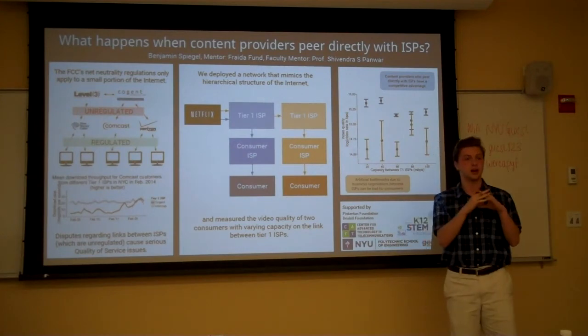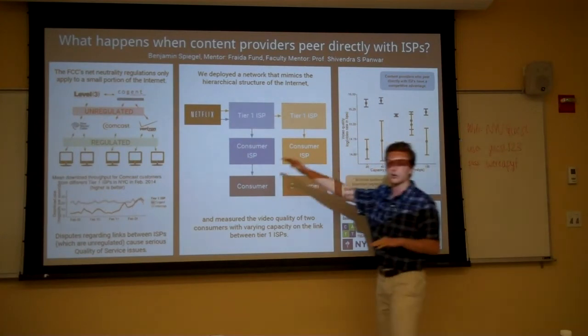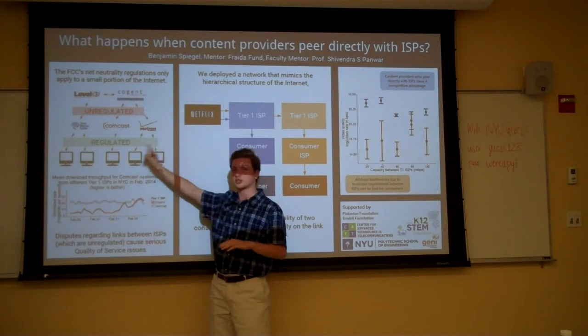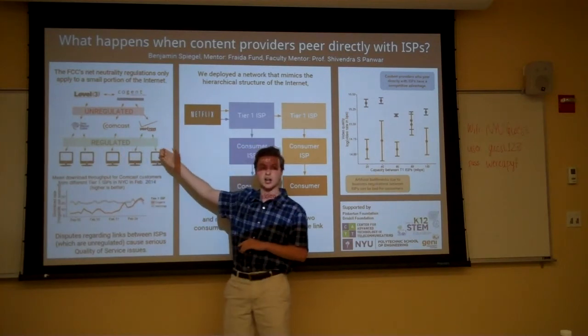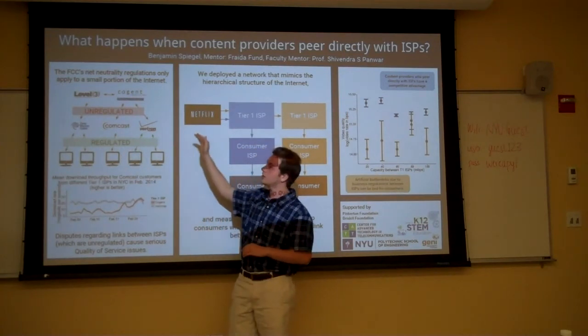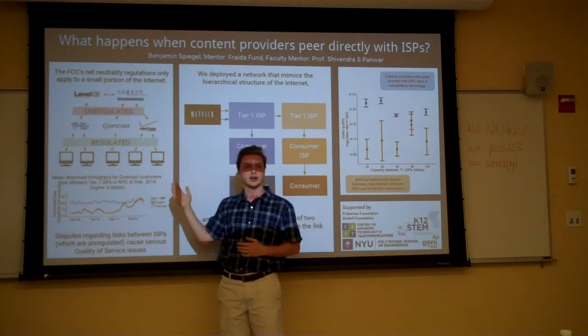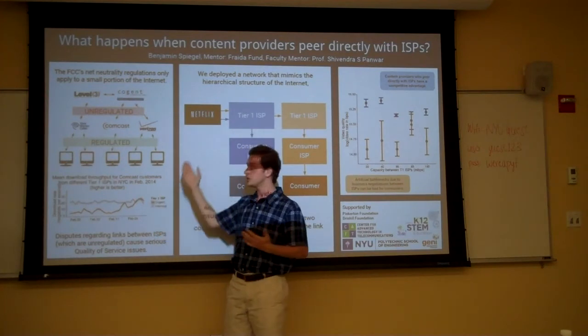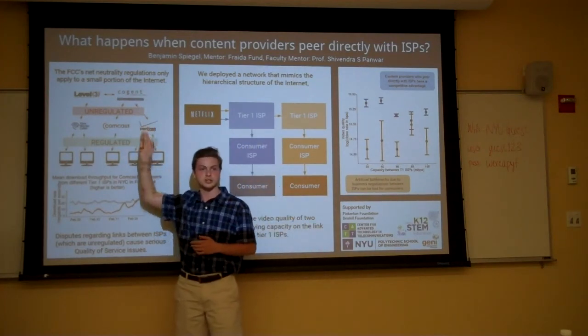It's a hierarchy of ISPs. At the low end of the hierarchy, we have consumer ISPs like Time Warner Cable, Comcast, Verizon. And then at the higher end of the hierarchy, we have higher tier ISPs, also known as tier 1 ISPs, like Level 3 and Cogent.